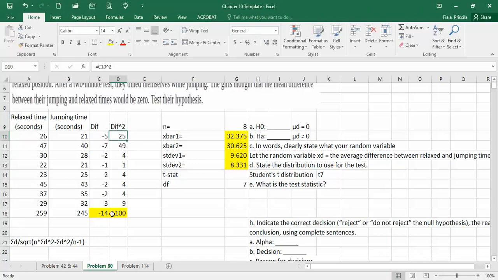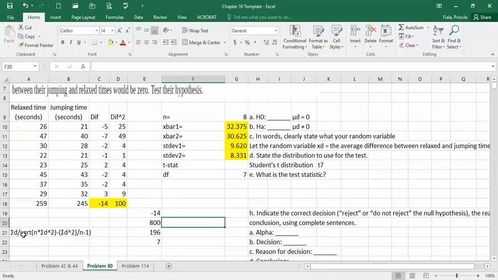And here is the sum of the difference square. Sum of the difference square. Here's your sample size, sum of the difference square, and then the sample size minus 1. So we're going to do it one by one, okay?